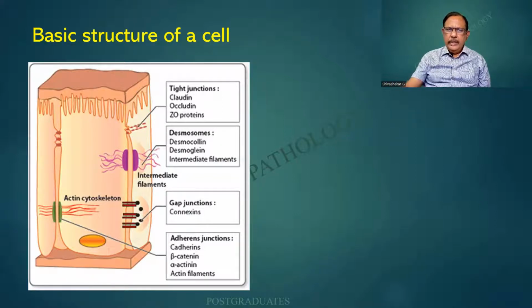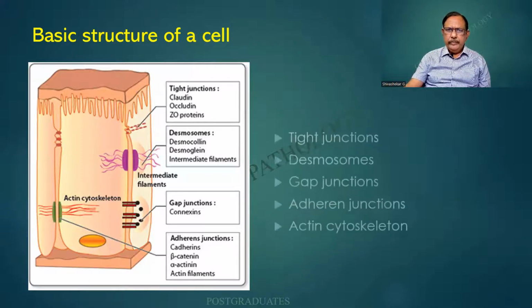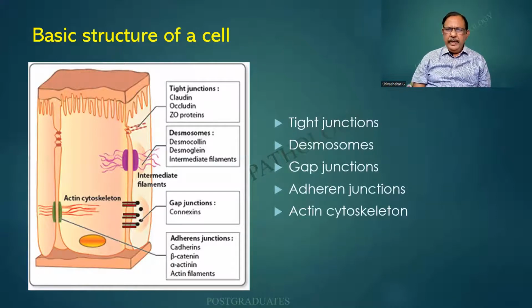Hope I am clear with it. Have a little concept of this. Spend a little time. It is worth it. This picture is not from the text. Again, I repeat, these are important. The tight junctions, desmosomes, gap junctions, adherent junctions, and actin cytoskeleton. Very simple. This we shall be having in mind.